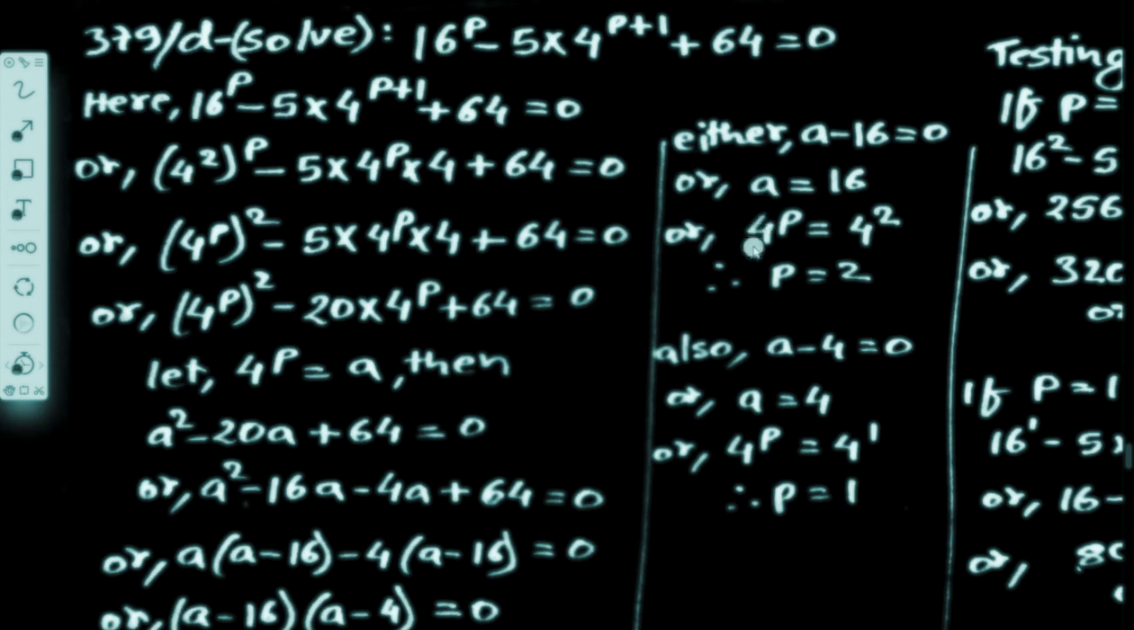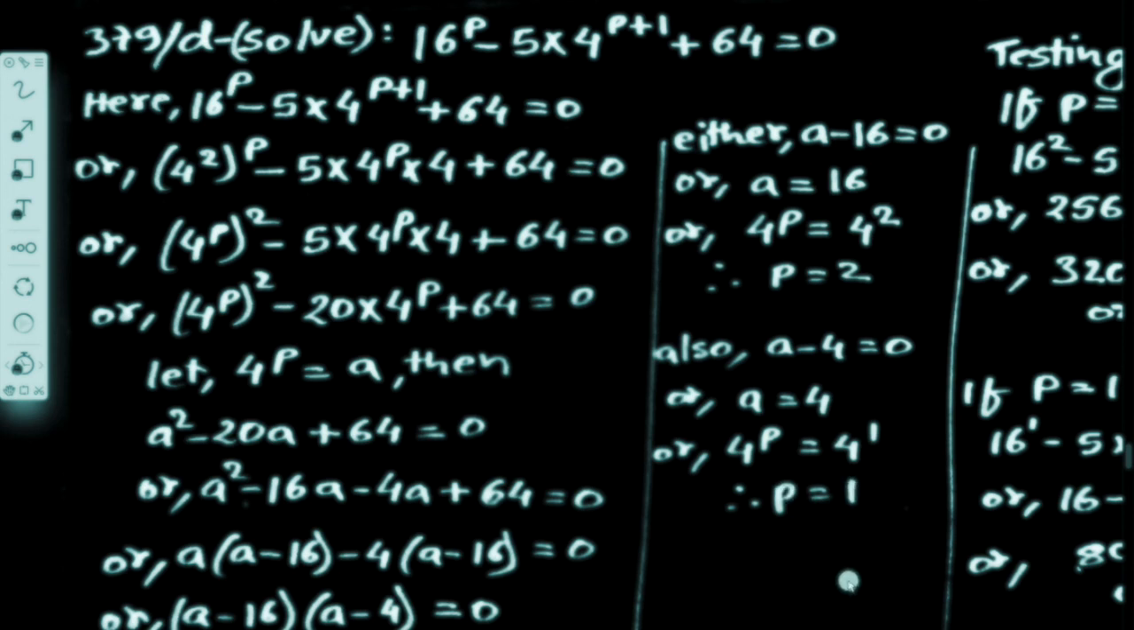Now replace a with 4 power p. 4 power p equals 4 square, which means 16, therefore p equals 2, since the base is the same, 4. 2 is our first answer. From our second factor, a minus 4 equals 0, so a equals 4, or 4 power p equals 4 power 1. Here the base is the same, so p equals 1. In this way we get two answers for p: p equals 2 and p equals 1.